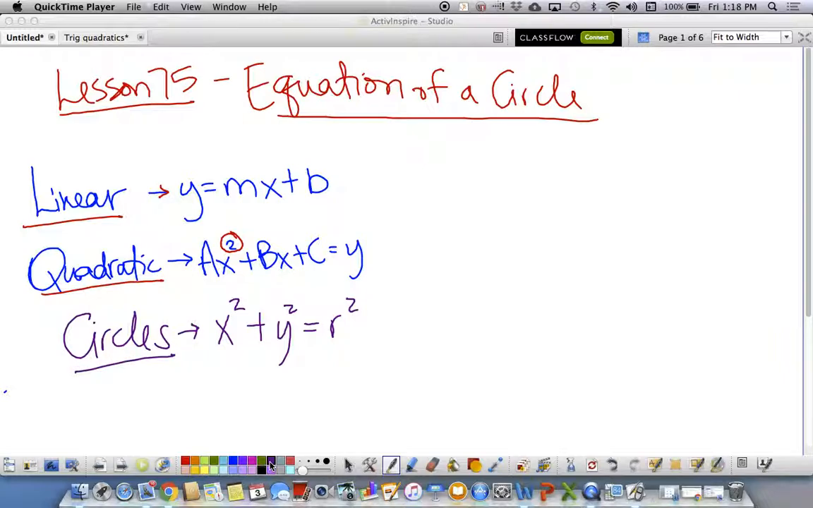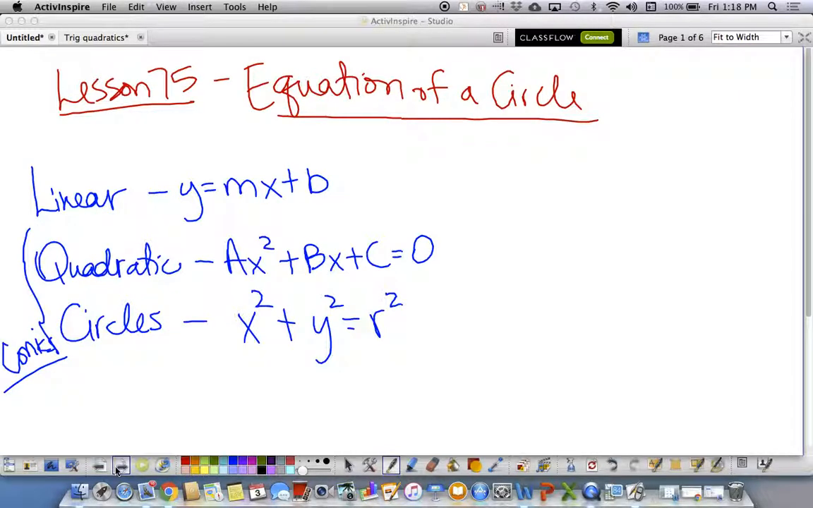So circles will be the equation x squared plus y squared equals r squared. R is the radius, and it's just squared. So don't look at this next page until I erase.